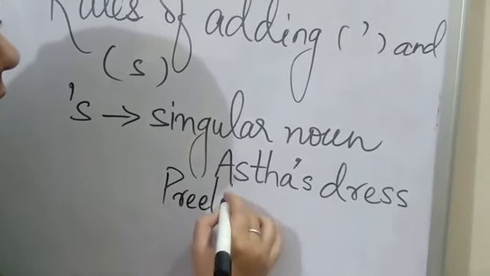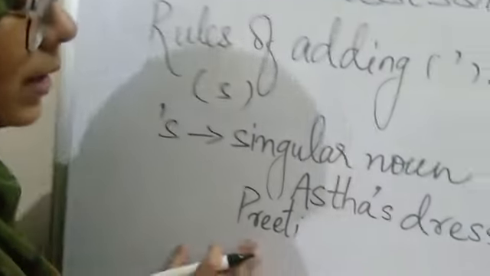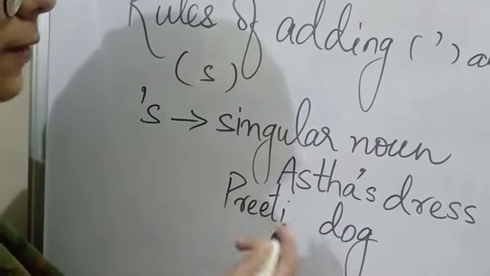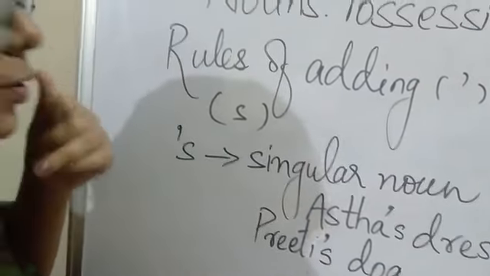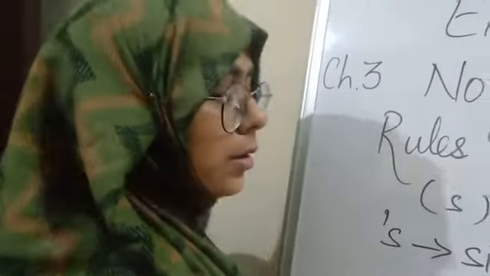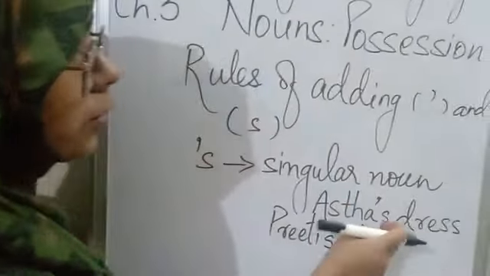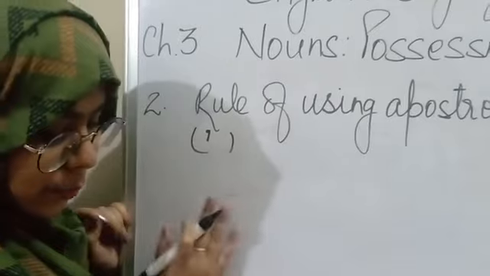For example, Preeti. Preeti is singular. It's a singular noun. She's a person. Preeti dog. To show the possession, the ownership of this dog to Preeti, we will add apostrophe S. Preeti's dog, which means the dog belongs to Preeti. The owner of the dog is Preeti. So while we are changing the noun by adding apostrophe S, in a singular noun we just add apostrophe and S, nothing else.